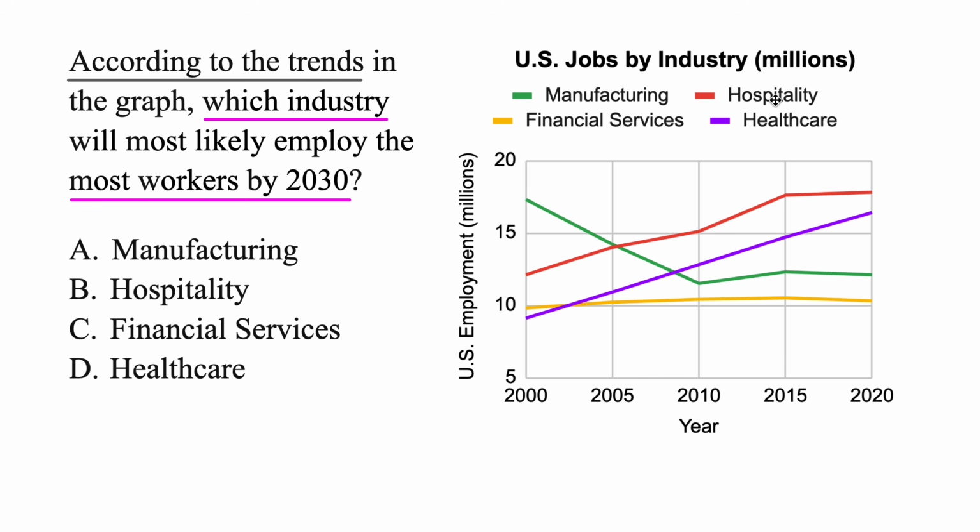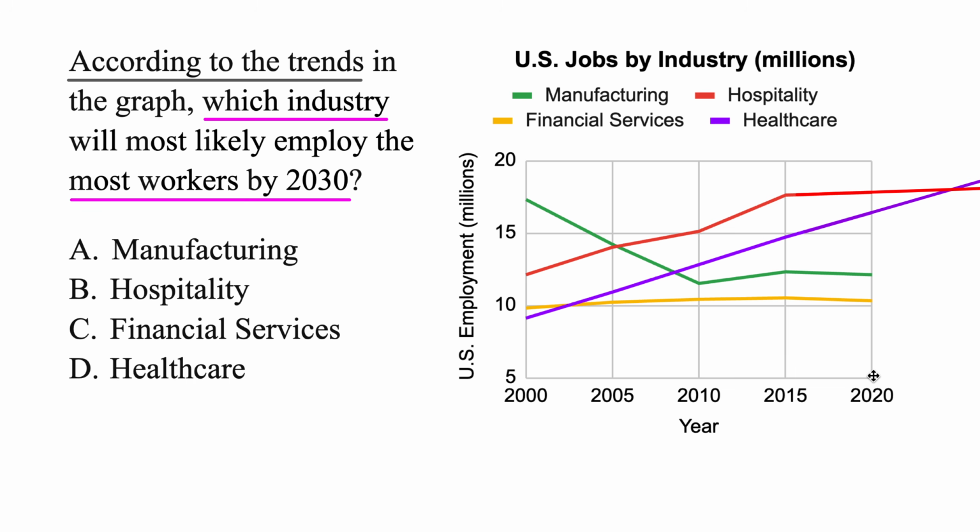So jobs in hospitality seem to be leveling off there. Let's just keep drawing that line just the way it was. And then same thing with the purple one with healthcare. That one's just a straight line. We're going to continue drawing it in the same way. So if we do that, it's going to look like this.